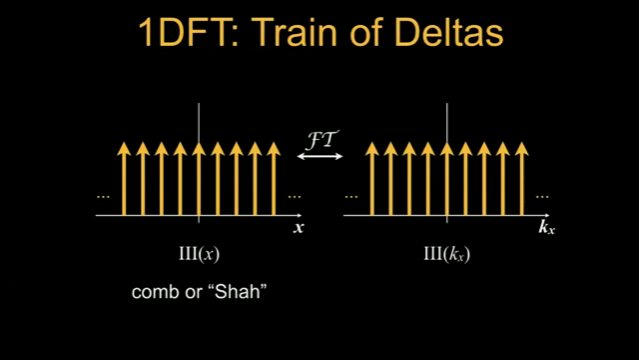It also has a special notation, and it's known as the Comb or Shah. I guess this is a Hebrew symbol. So we're seeing a lot of math.